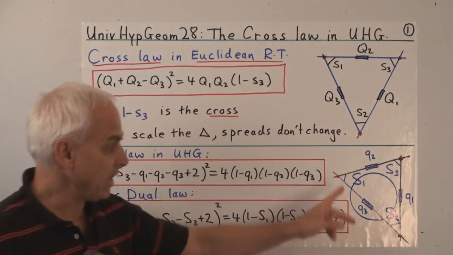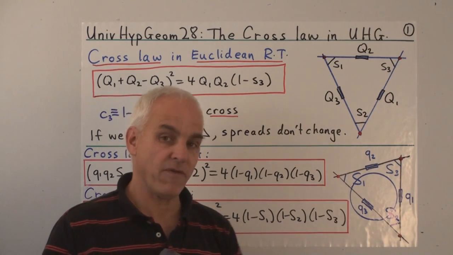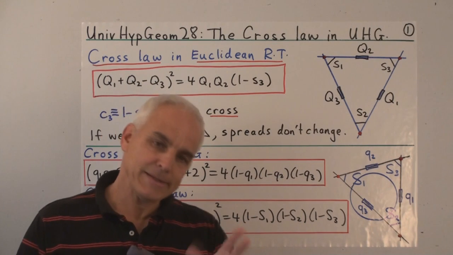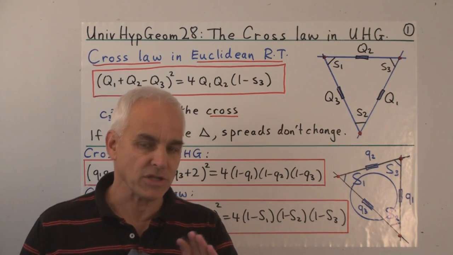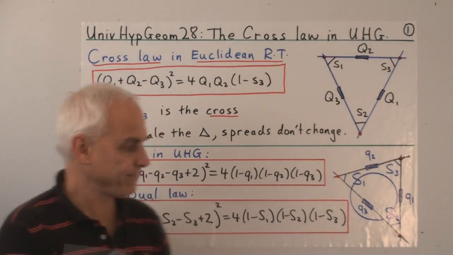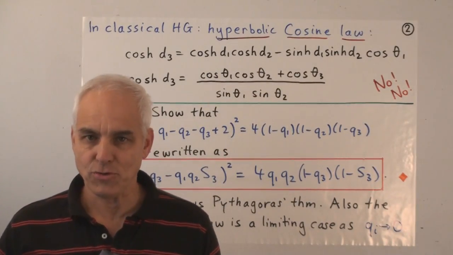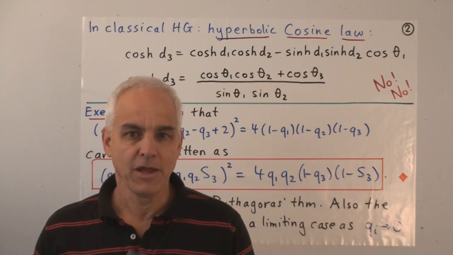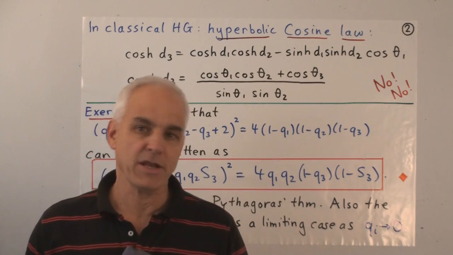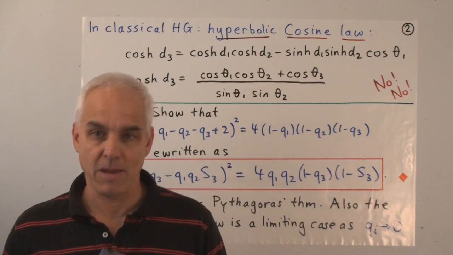Here, it's different. If you know what the three spreads are, then you can solve for the three quadrances, at least up to some quadratic equation. So there might be some solutions, or there might be two solutions. Somewhat reluctantly, I'm going to expose you very quickly to the corresponding laws of the cross law in classical hyperbolic geometry.